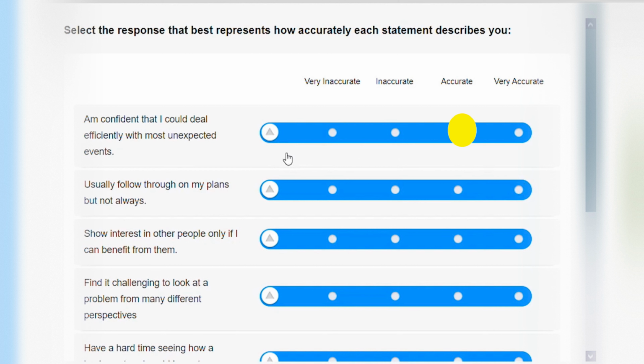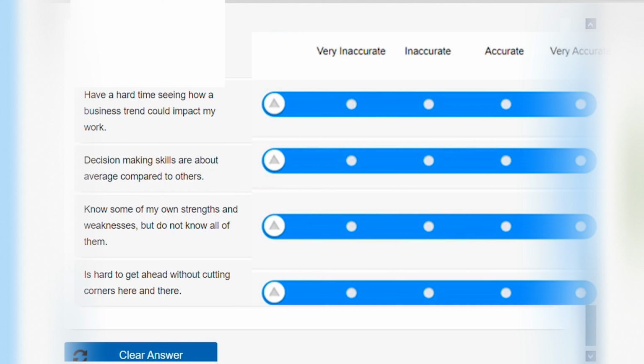Usually follow through on my plans, but not always. This one is a trick question because it says usually follow through on my plans, but not always. Here I would use inaccurate. Avoid the extreme, not go for very inaccurate, but just pick inaccurate. Show interest in other people only if I can benefit from them. Very inaccurate. Find it challenging to look at a problem from many different perspectives. Here you don't need to pick an extreme again and pick inaccurate. Have a hard time seeing how a business trend could impact my work. Choose between very inaccurate and inaccurate.